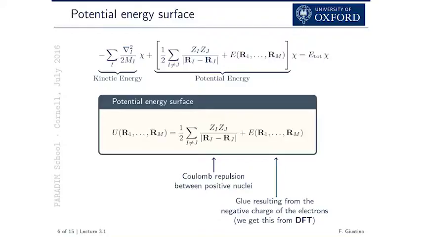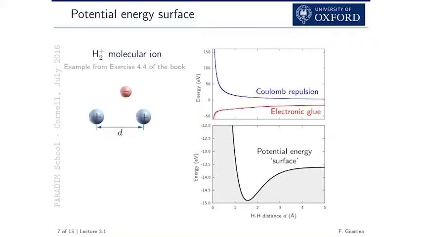And that's what we call the potential energy surface, okay? So why is this now useful and how do we understand it? Let me make an example. This is something that I put there because I find it so simple, and it contains most of the physics that we need to know.